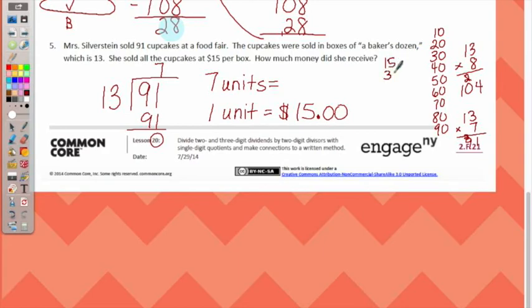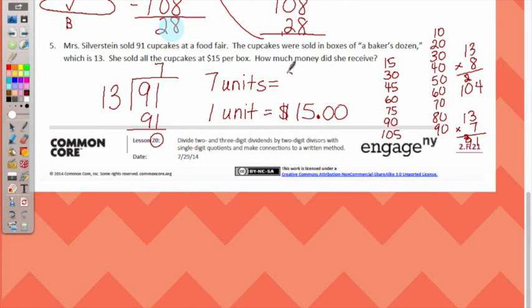Let's count by 15s. You tell me what to write, and you write it while I do it. 15, 30, 45, 60, 75, 90, 105. Okay, so is that 7 numbers? Yeah. 1, 2, 3, 4, 5, 6, 7.